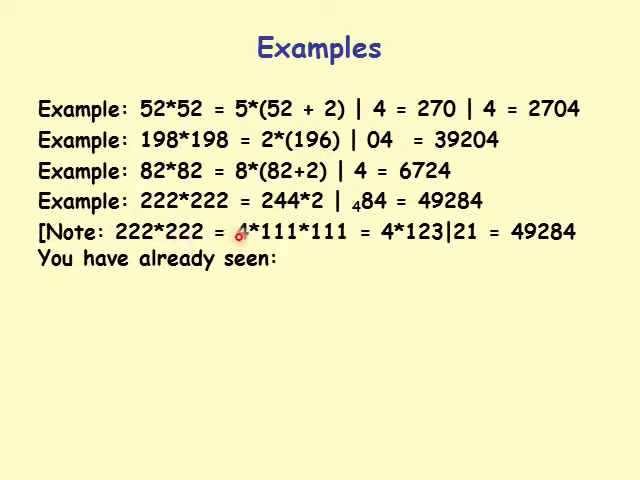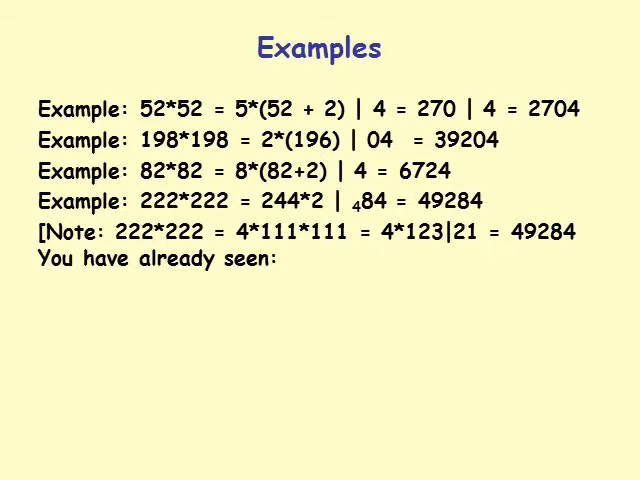222 times 222 is 4 times 111 times 111, and 111 squared is 12321. You can either use the sutra, using proportional base numbers, or you can say that 111 by 111 is 12321. This is symmetric here, 123 and 321. So you can multiply that over here. 123 times 4 is 492, and 21 times 4 is 84.